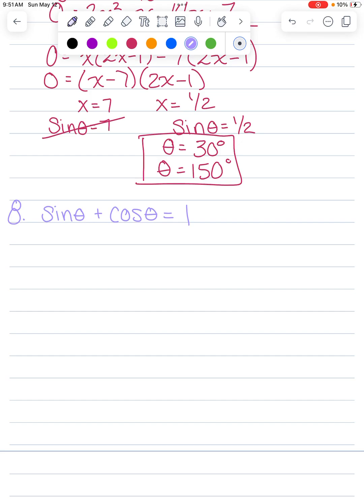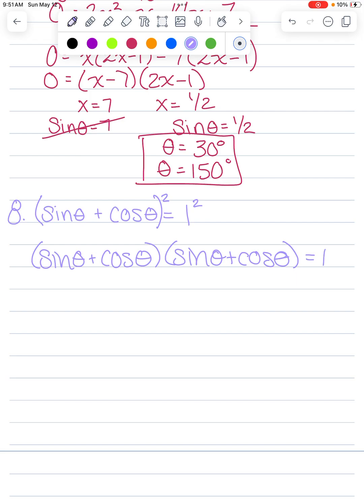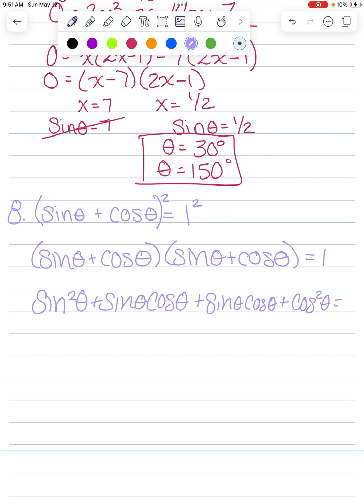This is that situation where this would be so much easier if the sine and the cosine were squared. So that's what I'm going to do. I'm going to square them. If I square one side of the equation, I square the other, and you have to make sure you're squaring the entire thing. So sine plus cosine getting multiplied by sine plus cosine equal to 1. I FOIL it out. Sine times sine is sine squared. Sine times cosine is sine cosine. Cosine times sine is sine cosine. And cosine times cosine is cosine squared.